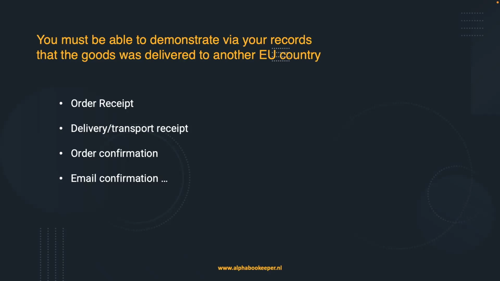When you supply goods outside of the Netherlands to other EU country, you have to be able to show evidence in case you are asked. And this can be the order receipt, it can be delivery or transport receipt, it can be order confirmation or an email to show that indeed there was an order, the address of the person is outside the Netherlands. There is an evidence to show that you shipped that goods from the Netherlands to another EU location.